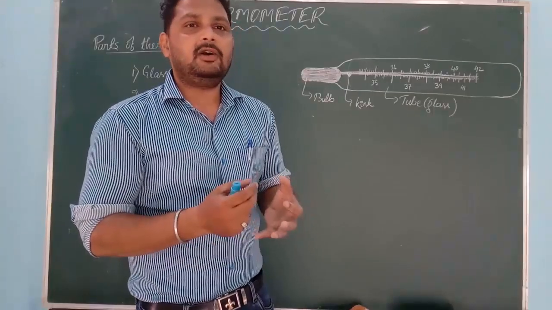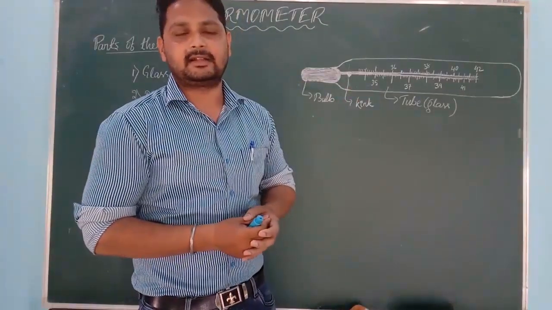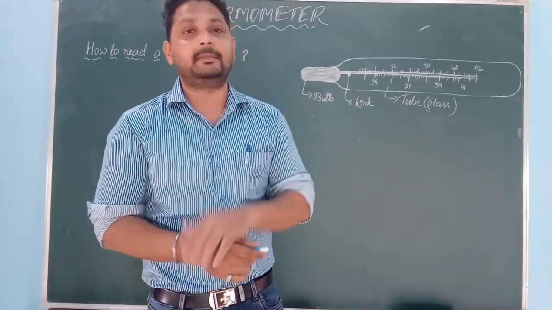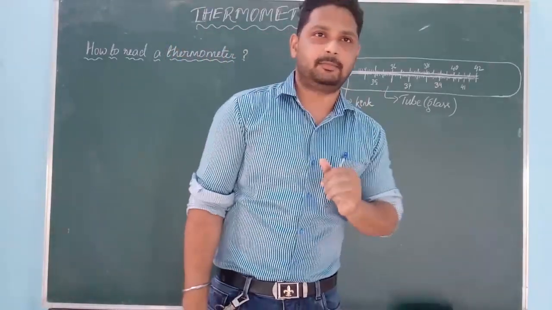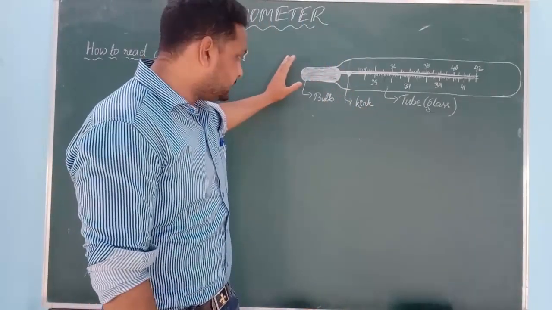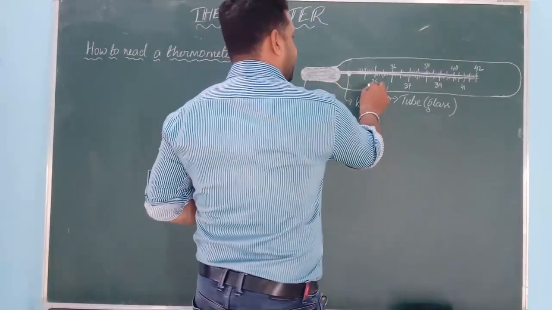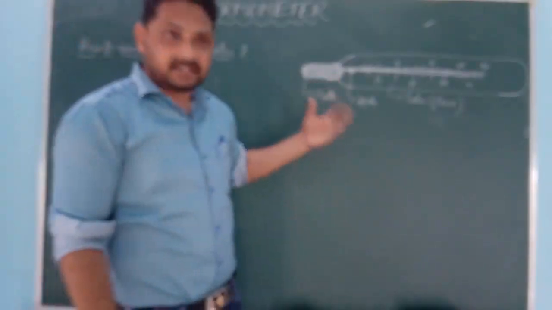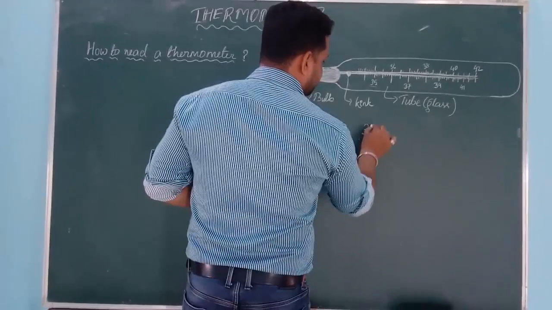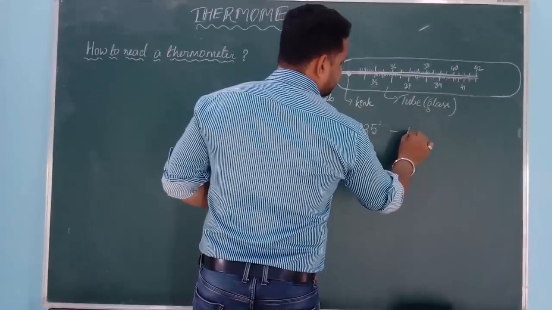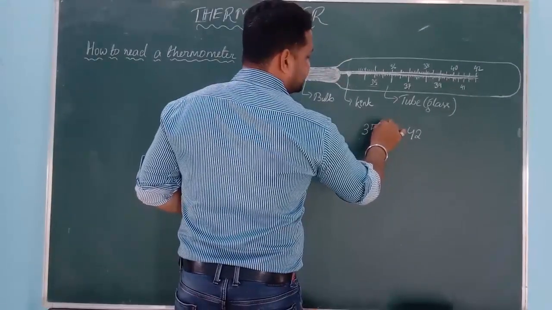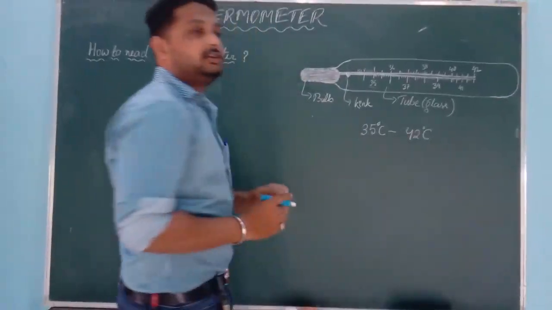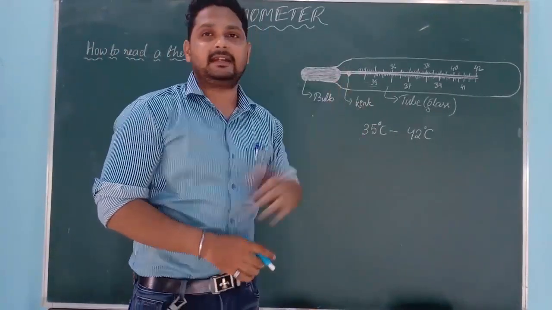Now let's see how the measurement is taken in a clinical thermometer. So next is how to read a thermometer, that is, how to take the correct measurement in the case of a clinical thermometer. If you see, in a clinical thermometer the readings start from 35 and end at 42. It doesn't start with 0. Rather, the range is 35 to 42, and the measurements are in Celsius, or degrees centigrade. So 35 degrees Celsius to 42 degrees Celsius is the range for a clinical thermometer.